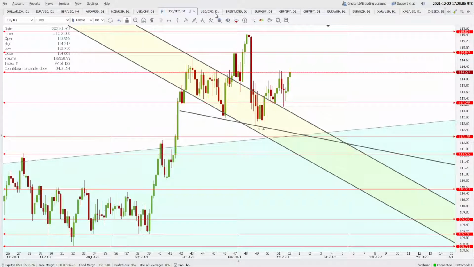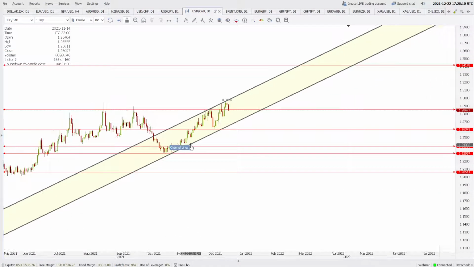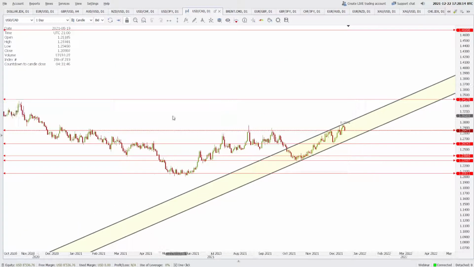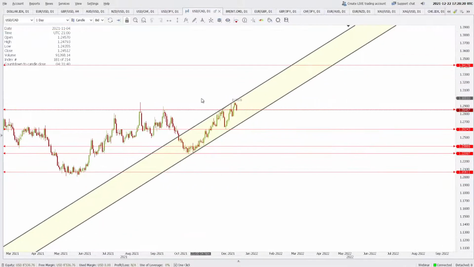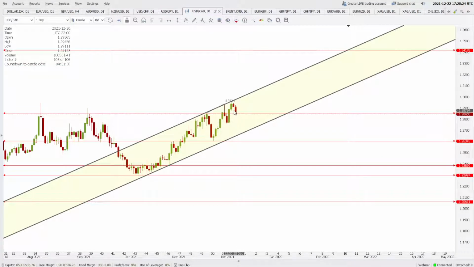Talking about the US dollar against the Canadian dollar, the price is rising in a good channel. It has broken through these resistances, these multiple resistances, 1.2847. Multiple times this price has acted as a resistance. Now I am expecting this area to act as a good support. If it does not, then the price may come back to this rising channel support line.